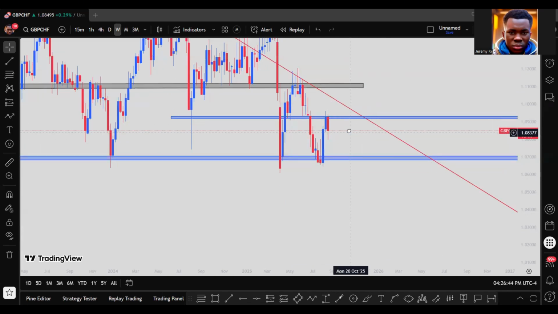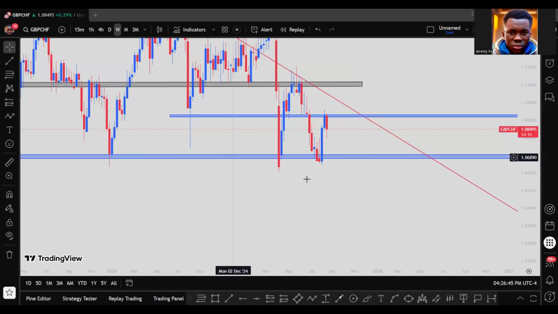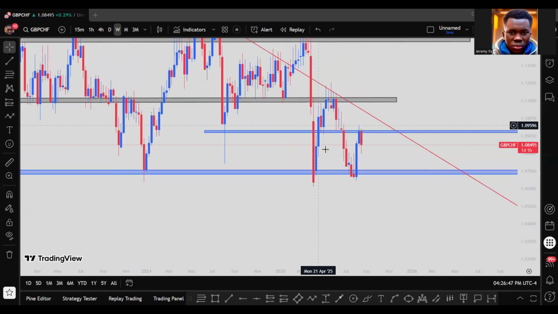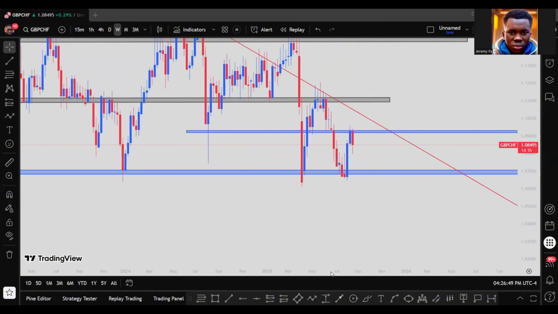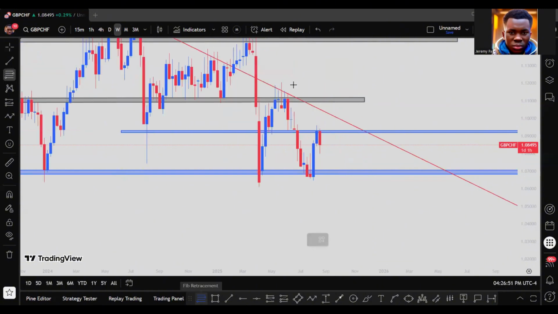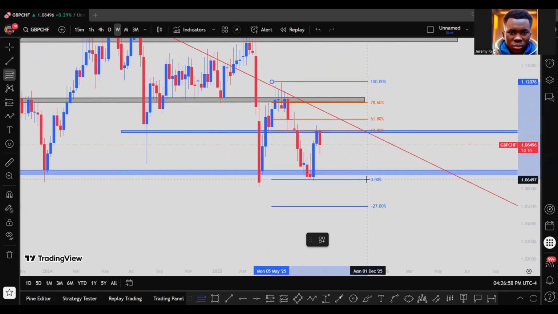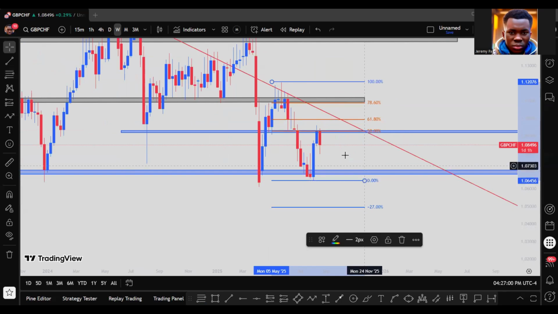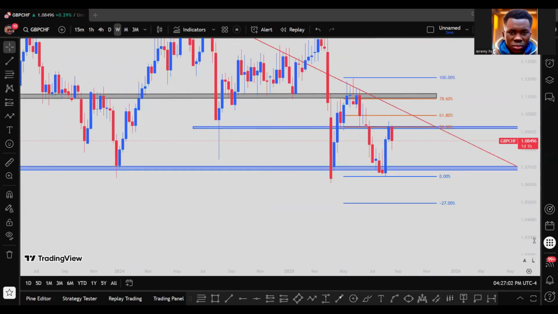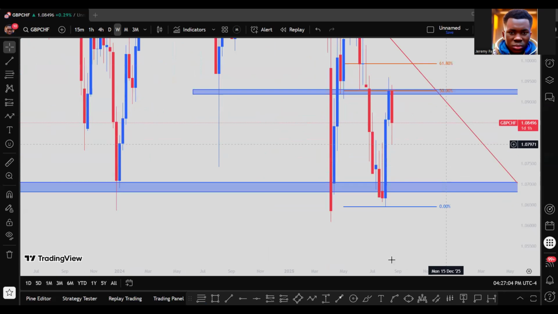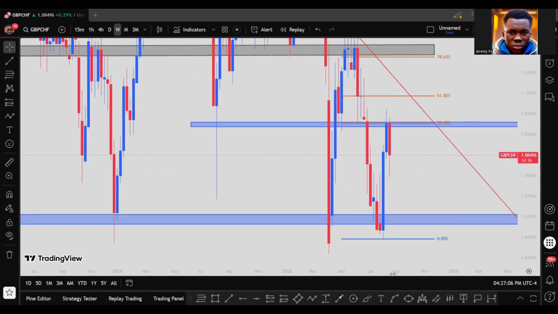So this level was a daily level. If I go to the daily time frame, we see the reason why I drew this level around this region. If I draw the Fibonacci from the last lower high to the recent, let's call it, equal low, you can see that price has gotten to a major key level, and also into the 50% Fibonacci level.